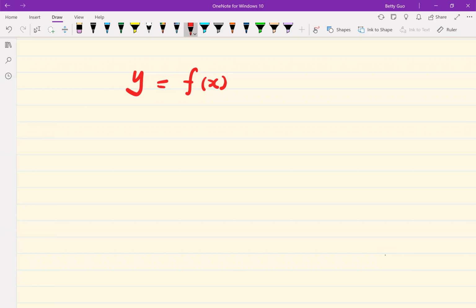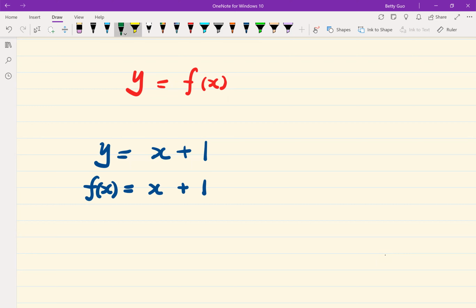So for example, yesterday we saw y equals x plus 1. We agree this function is a linear function, right? This equation gives us a linear function. The output of the function always equals input plus 1. If I replace y with f of x, then the equation becomes f of x equals x plus 1.